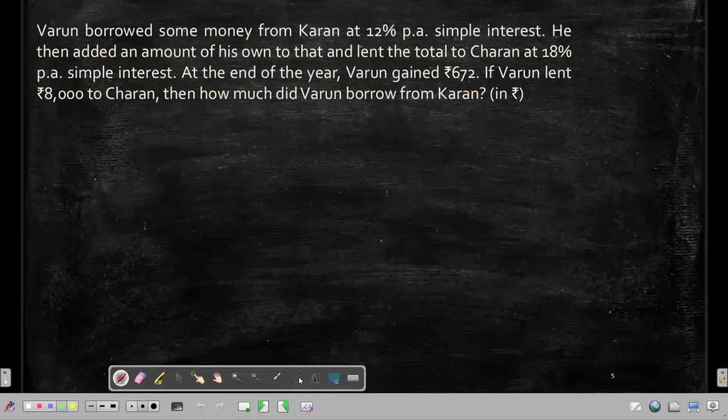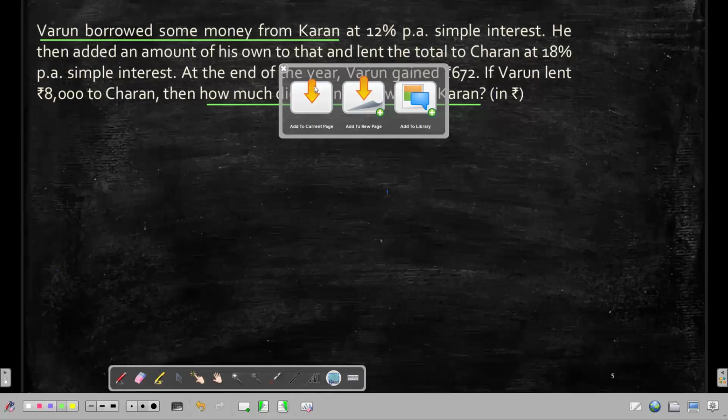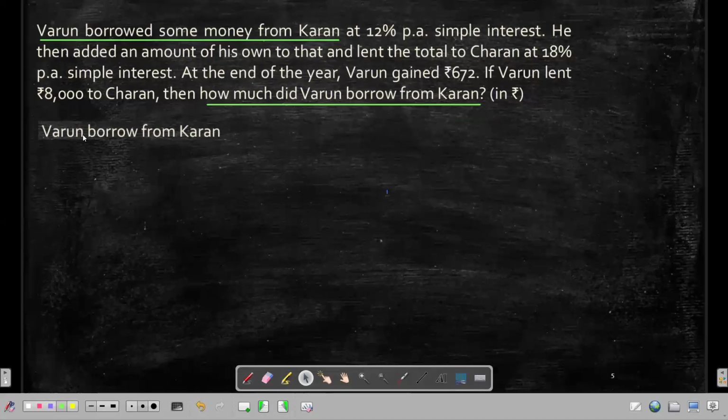So, if you look at this question, there are two events happening. First is Varun borrowing some money from Karan. The question is, how much did Varun borrow from Karan? That is the question. So, let me say the amount that Varun borrowed from Karan is equal to some X rupees. I don't know how much it is. That is what I am asked to find.